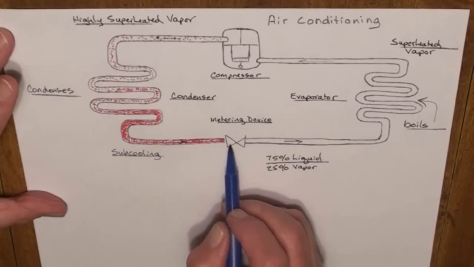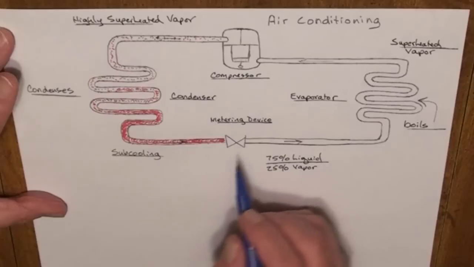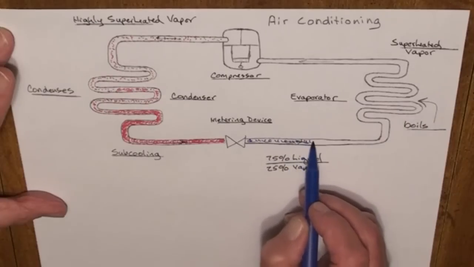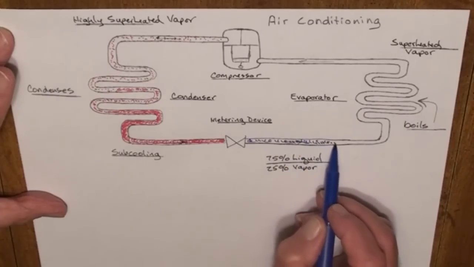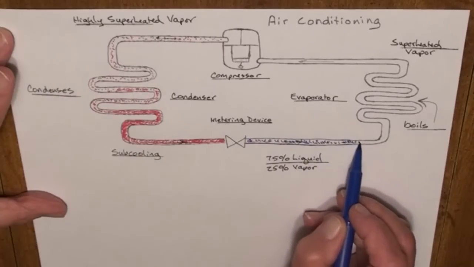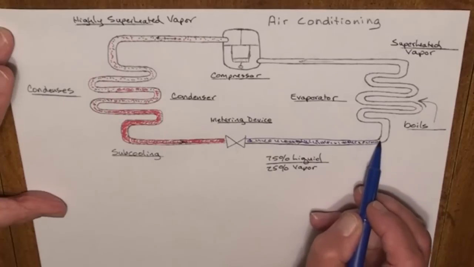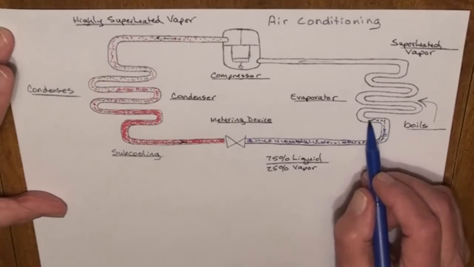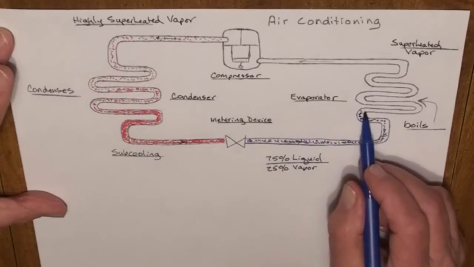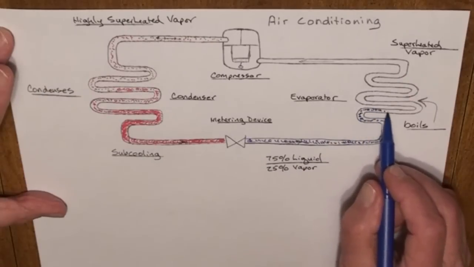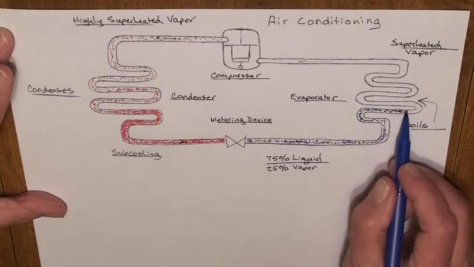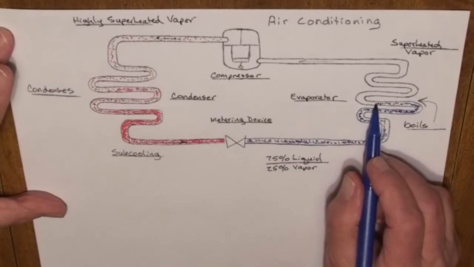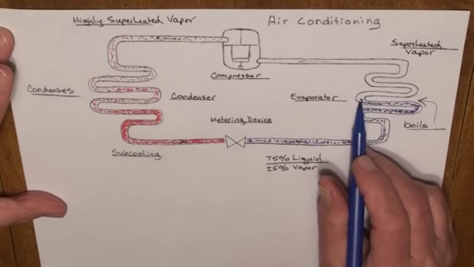The refrigerant enters the metering device as a subcooled liquid. It leaves the metering device as a 75% liquid and a 25% vapor. It immediately begins to boil. It boils, absorbing latent heat. This is the heat that's absorbed during the change of state. And it absorbs heat, and it absorbs heat. More and more it becomes a vapor, less and less liquid.